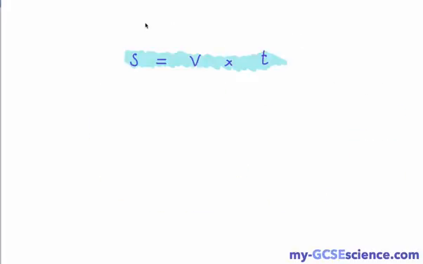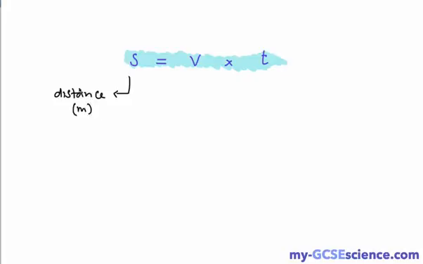Here is a formula that you need to know and to be able to use, and you have to be very careful with this formula because the letters aren't as obvious as you might think. It says S = V × T. This will be given to you in the exam on the formula sheet, but in this case, when we're talking about ultrasound, the S actually stands for distance in meters.